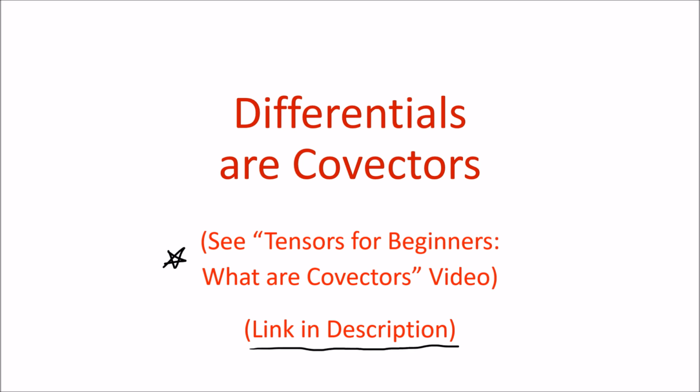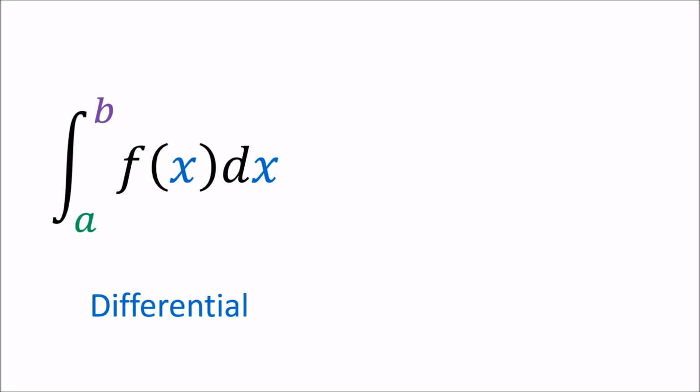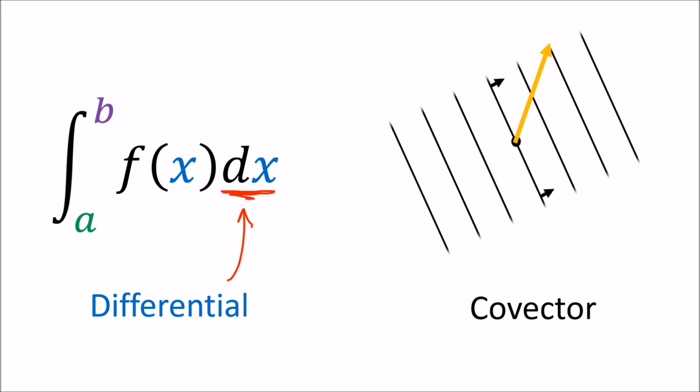So you'll recall that differentials are these little small changes in a variable that you see on the right-hand side of integrals. And if you watched that Tensors for Beginners video I suggested, you'll know that covectors are like these stacks of lines that eat a vector and produce a scalar. And so in this video, I'm going to tell you that differentials are covectors. So this probably seems pretty nonsensical because these two concepts of differentials and covectors seem totally separate. So how on earth can these two things be related?